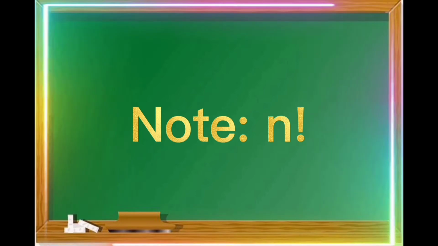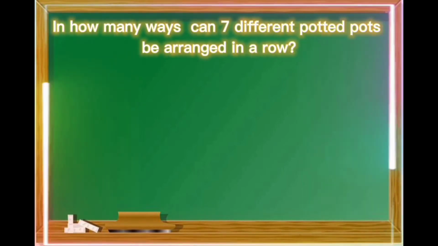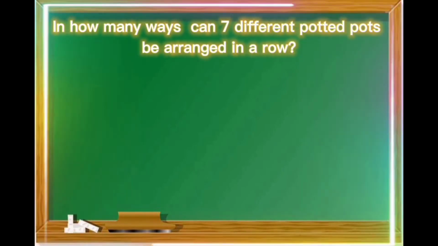N factorial can only be used for arrangements without repetition. Let's consider another example. In how many ways can 7 different potted plants be arranged in a row?